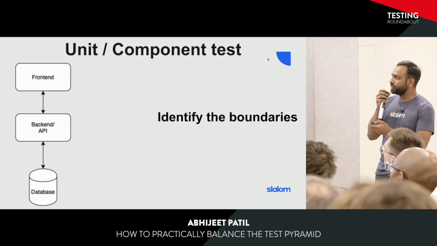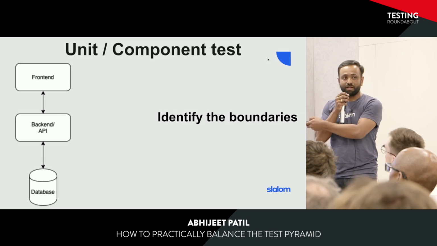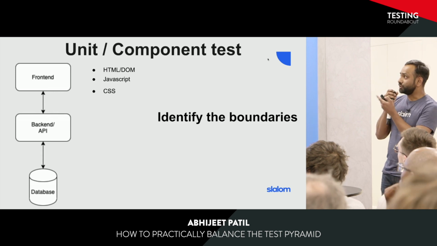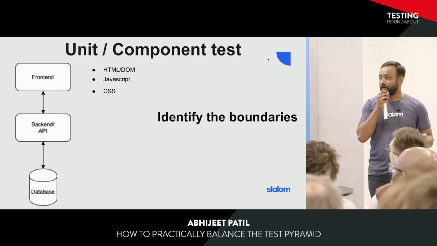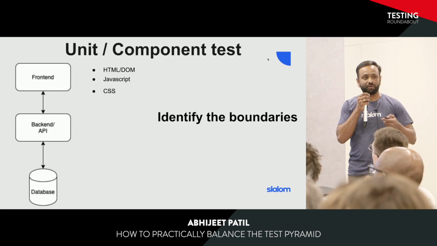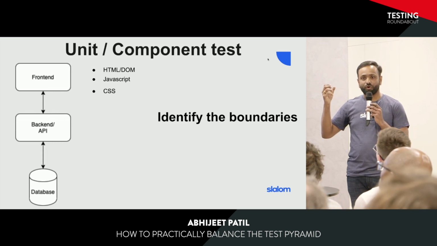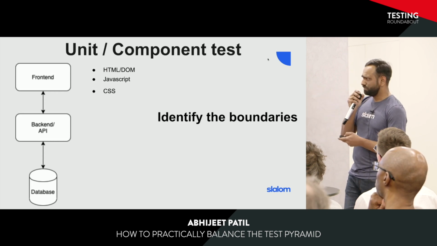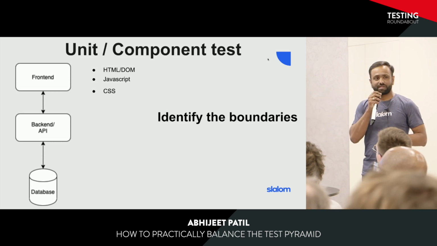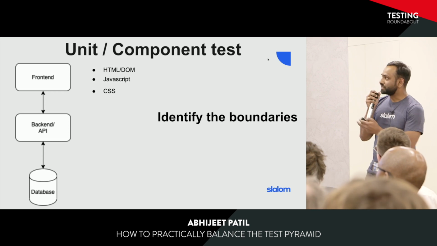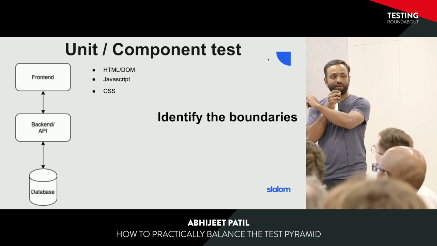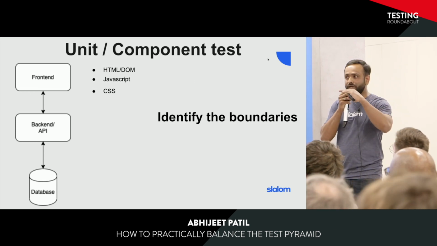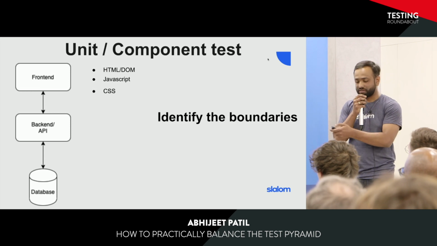We need to identify the boundaries at each and every layer. At the front end, what do we have? We have the DOM, which is our HTML, and then JavaScript, which does some interactions, captures the input from the text box and sends a request to the backend. Then we might do some styling to make it more beautiful. These are the places where we can write tests. This is where we identify the blocks where we need to add tests.